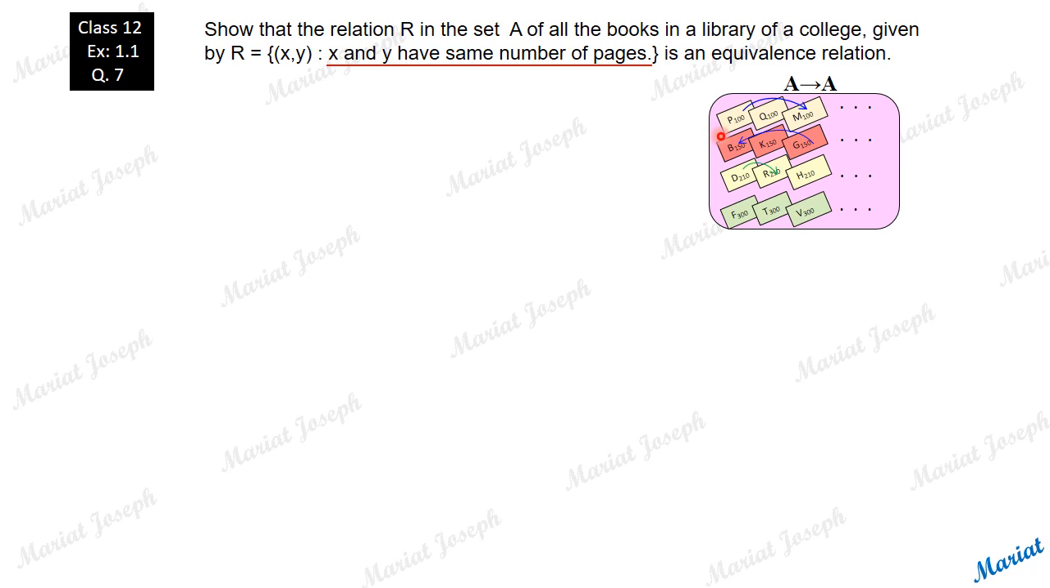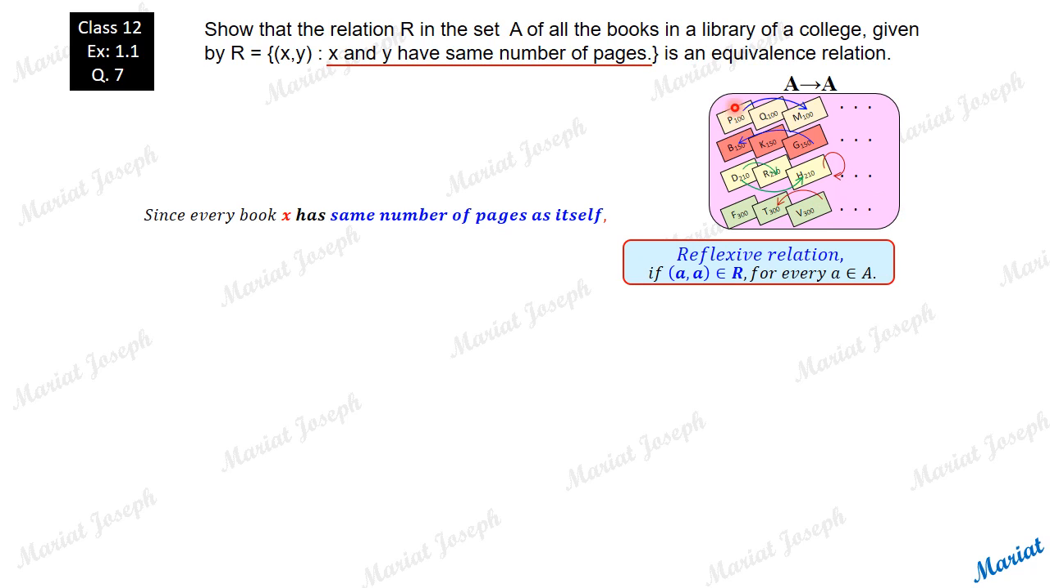So we can see a book with 100 pages will be related to another book having 100 pages. A book having 180 pages is related to a book having 180 pages. Again, a book having 210 pages can be related to the same, because these elements follow this condition. A book having 210 pages and another book having 210 pages have the same number of pages. So a book can be related to itself also.